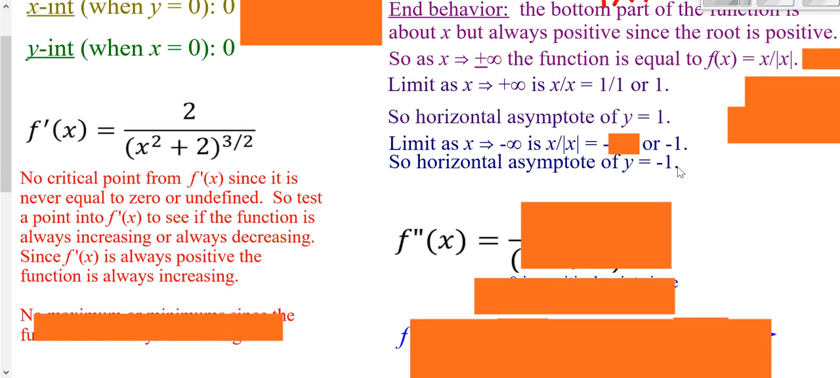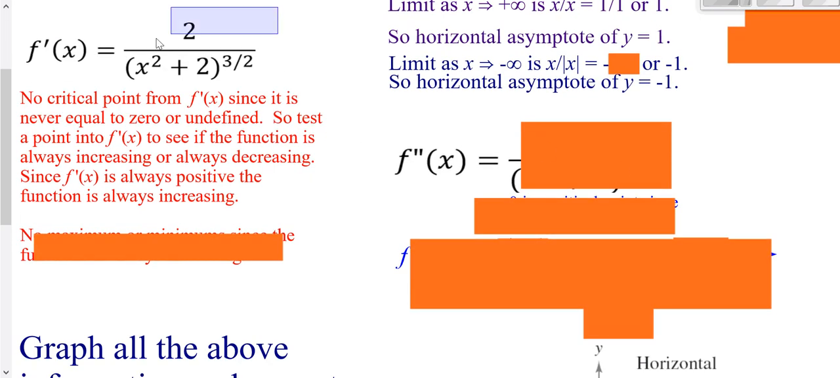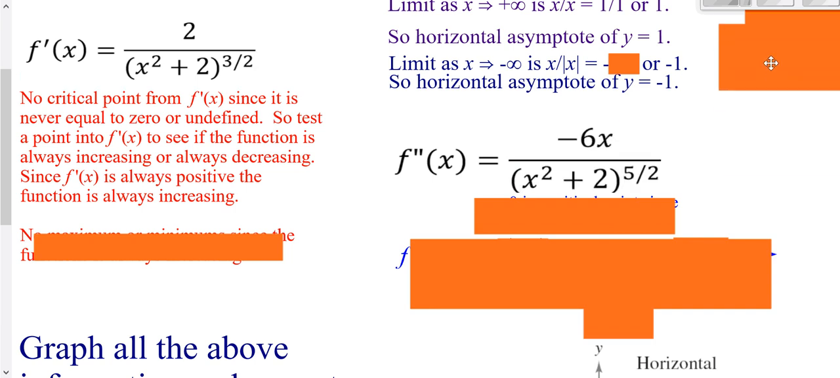We've got to also look at our second derivative. So you do the derivative of this, which you could just do 2 times x squared plus 2 to the negative 3/2 and do the power rule. Well, we just get this.